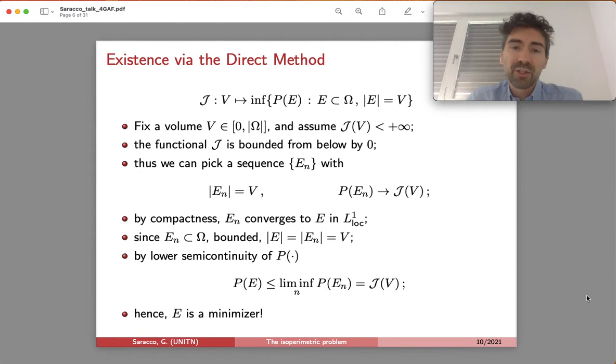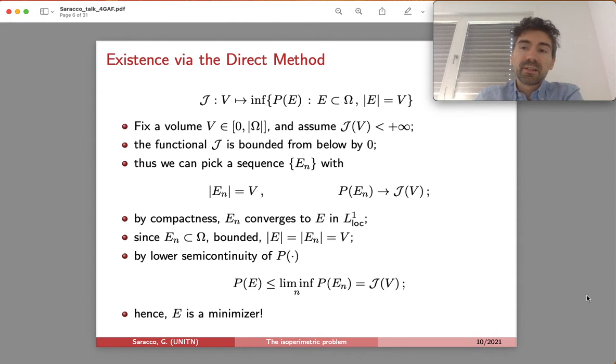Well, then the functional is clearly bounded from below by 0, because the perimeter of any set is always non-negative, and thus you can pick a sequence of sets such that their mass is fixed and equal to the volume, and their perimeter converges to the value of the functional evaluated at this volume V. Now, by compactness, since you have this converging sequence, it's very easy to see that the perimeter of these sets must be bounded from above, uniformly, and thus by compactness you can extract a converging subsequence in the L1 loc topology.